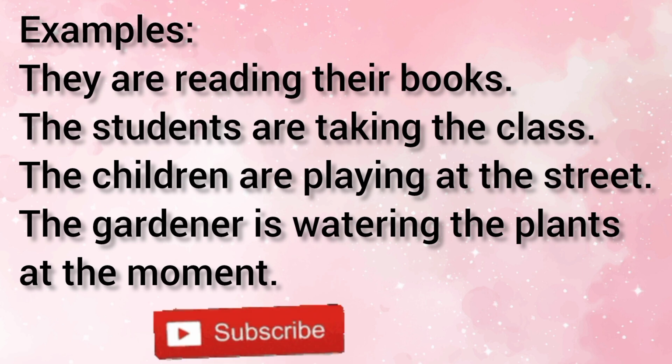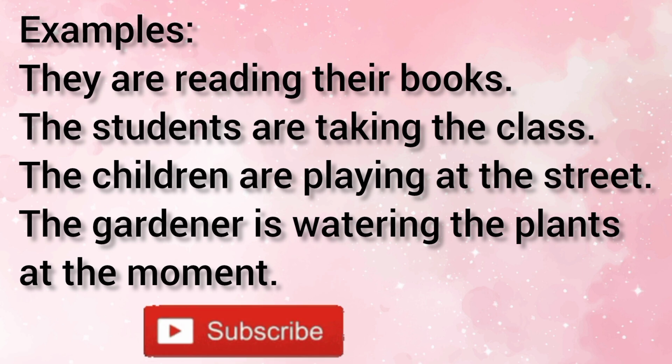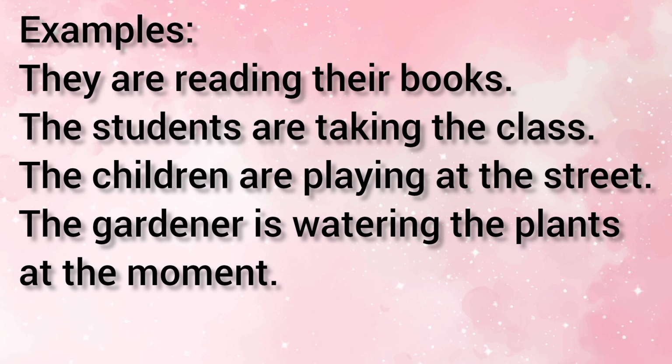Examples: they are reading their books, the students are taking the class, the children are playing at the street, the gardener is watering the plants at the moment. They are such actions which are in progress in the present, which are going on in the present, which are occurring in the present.